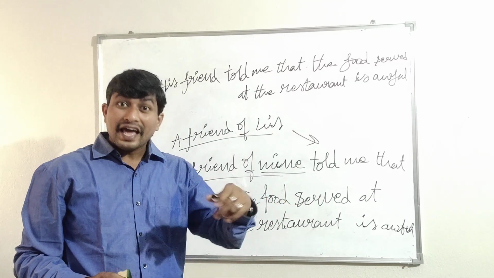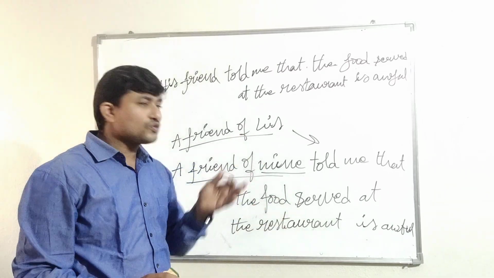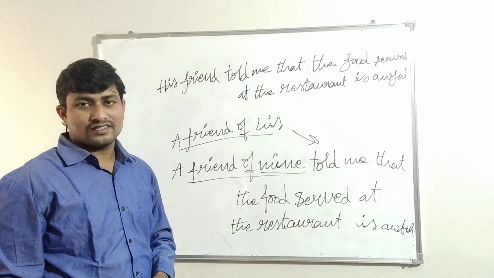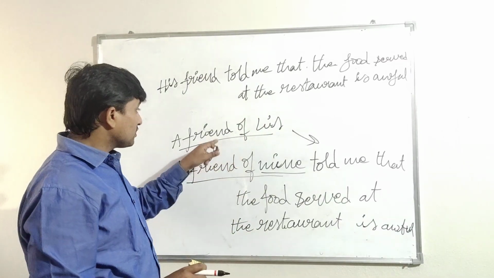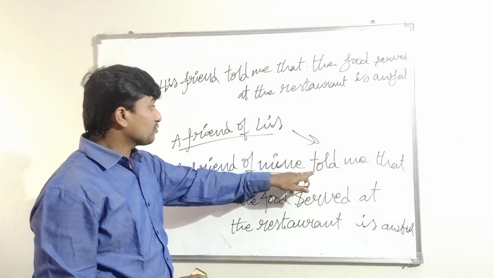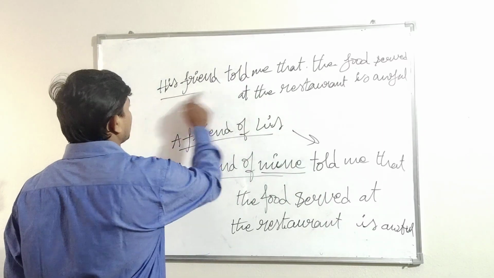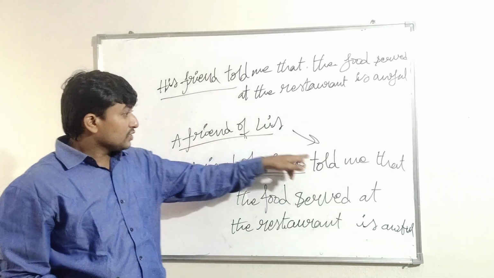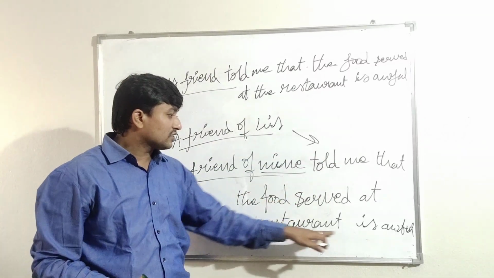A friend of mine helped her. This is a way of usage of genitive cases. Okay, so this is the way. But when do we have to use this kind of sentence? See, a friend of his told me that the food served at the restaurant is awful.